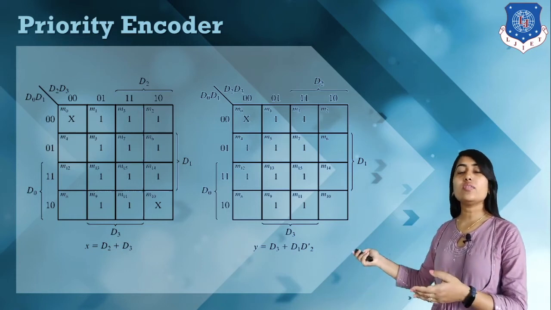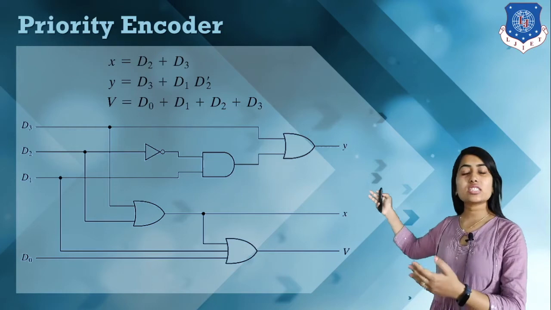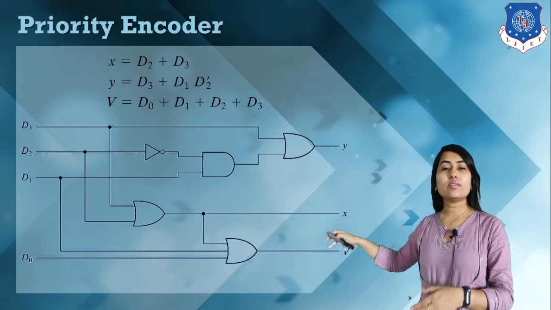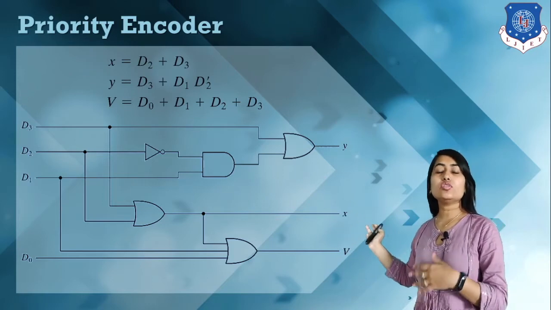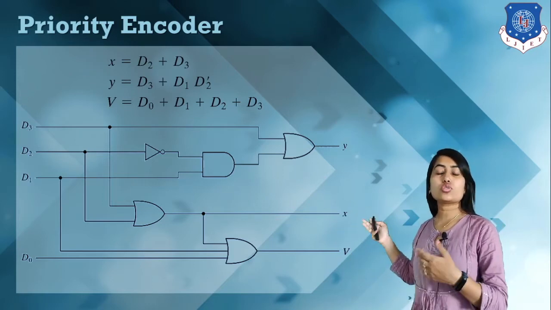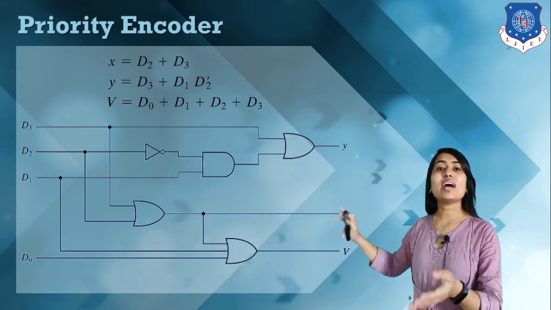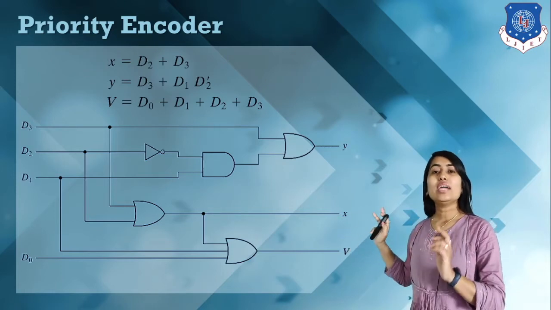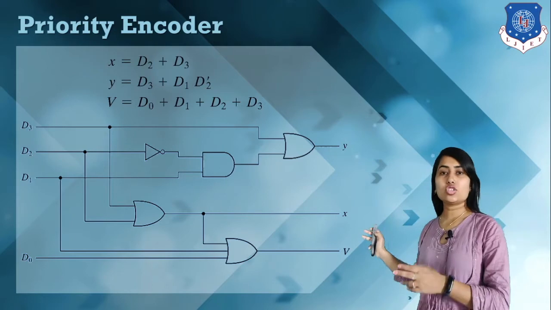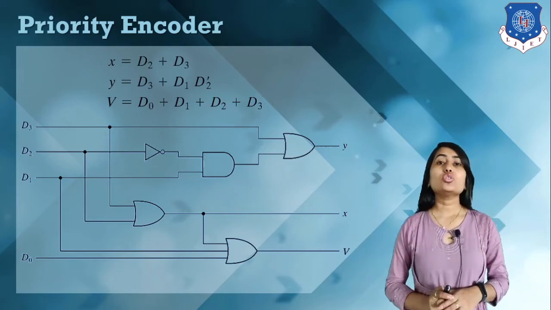So here we have the logic diagram for the 4x2 priority encoder. We have the x, y logical expressions, and a valid bit indicator v. This v is equal to 1 when any of d0, d1, d2, d3 is equal to 1. So x is equal to d3 plus d2, y is equal to d3 plus d1 d2 dash, and v is equal to d3 plus d2 plus d1 plus d0. This is how we can make the logic diagram of a priority encoder. So this is our encoder.